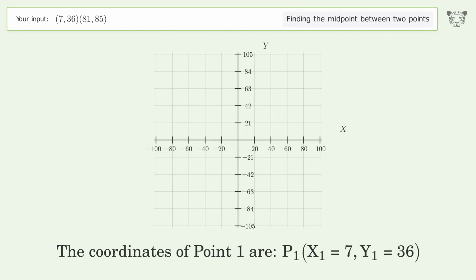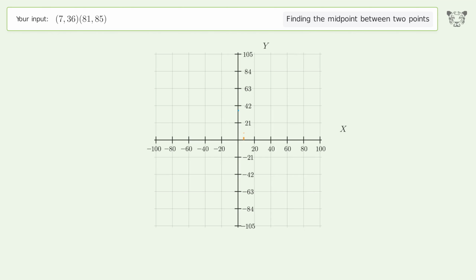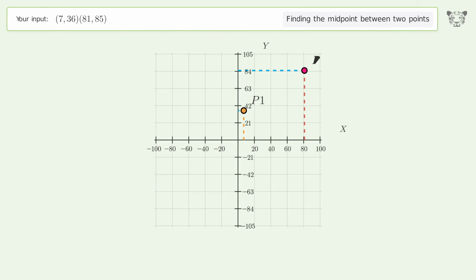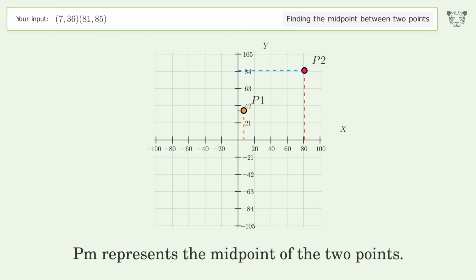The coordinates of point 1 are, x1 equals 7, y1 equals 36. The coordinates of point 2 are, x2 equals 81, y2 equals 85. PM represents the midpoint of the 2 points.